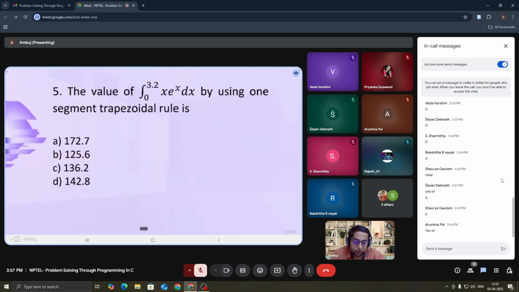Moving forward, the value of the integral 0 to 3.2 x e power x dx by using one segment trapezoidal rule. This you have to find using the expression of trapezoidal rule, but it is with a twist. It is saying only use one segment. Try to calculate.